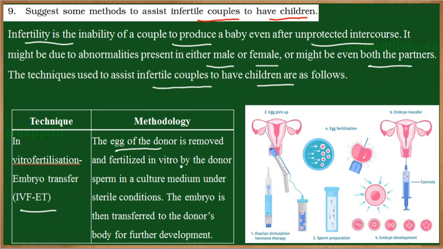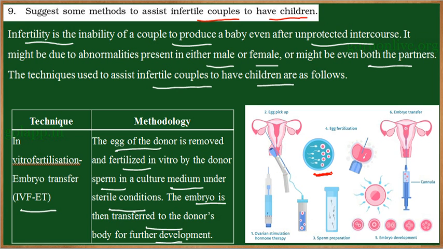For that, both the gametes are collected. The egg and the sperm are collected and fertilization occurs in the culture media under sterile condition. Now this cell is called zygote. The zygote is allowed to develop into a particular embryonic stage. There are various stages like morula, blastula. Once the embryo is formed, between the 8 to 16 cell stage, this embryo will be transferred into the mother.